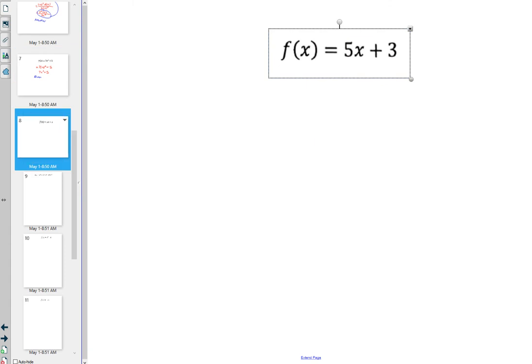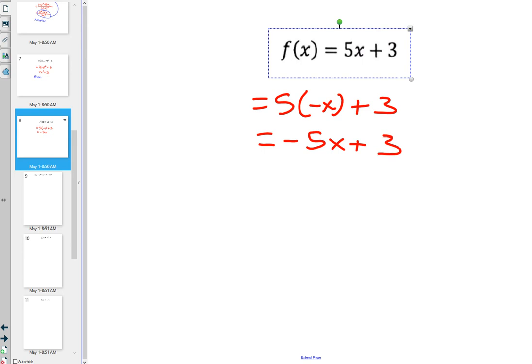Come on, Kiara, I still want one from you. You say this one's neither? Let's see. f of negative x equals 5 times negative x plus 3. So that's negative 5x plus 3. The 3 stayed the same, but the negative 5x didn't, so Kiara is correct. This is neither. You say neither, I say neither.